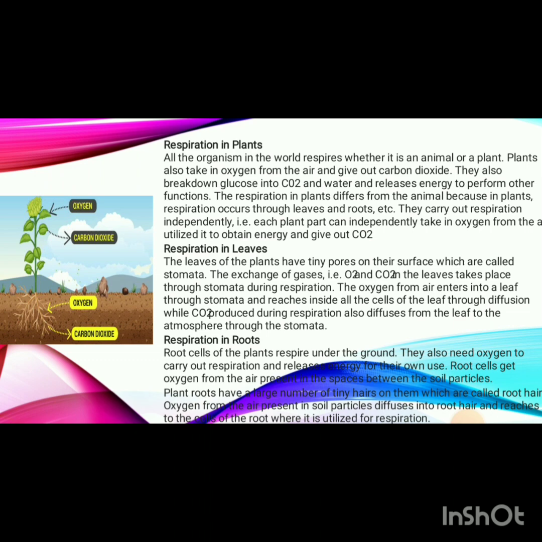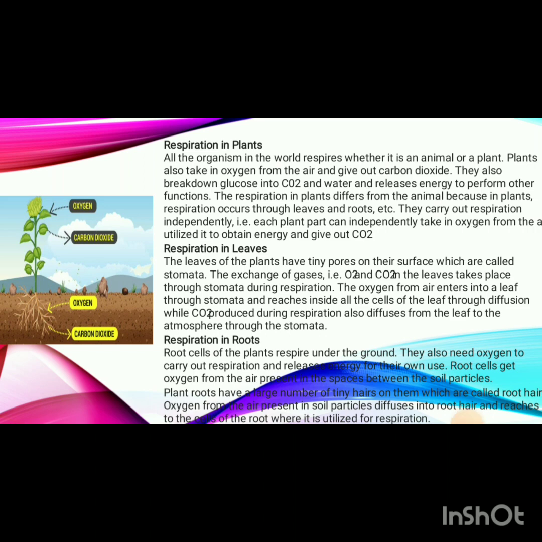Okay. As you all know, plants perform photosynthesis by which they make their own food, है ना? But you should also know that respiration also takes place inside the plant. Okay. So, respiration in plants.